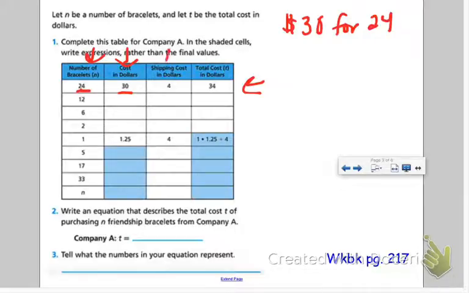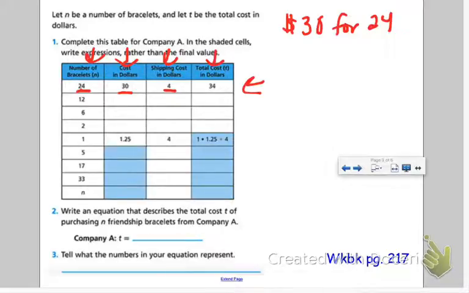And then you can see in the next column, this is for the shipping. So it's going to be $4 for shipping. No matter how many bracelets we buy, it's $4. And now we can put that all together to get our total cost. So $30 for the bracelets plus $4 for shipping. Now we're at $34.